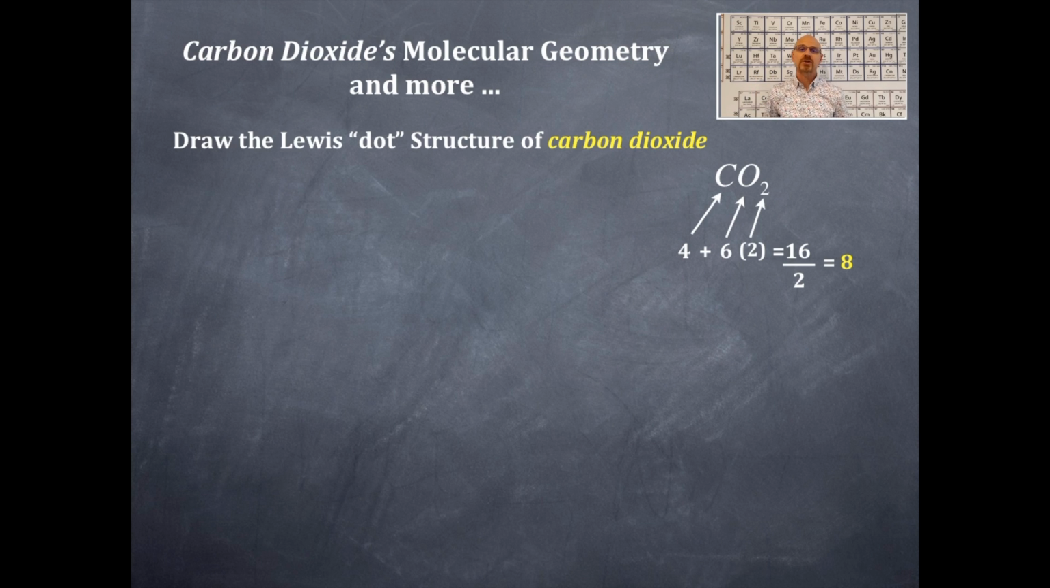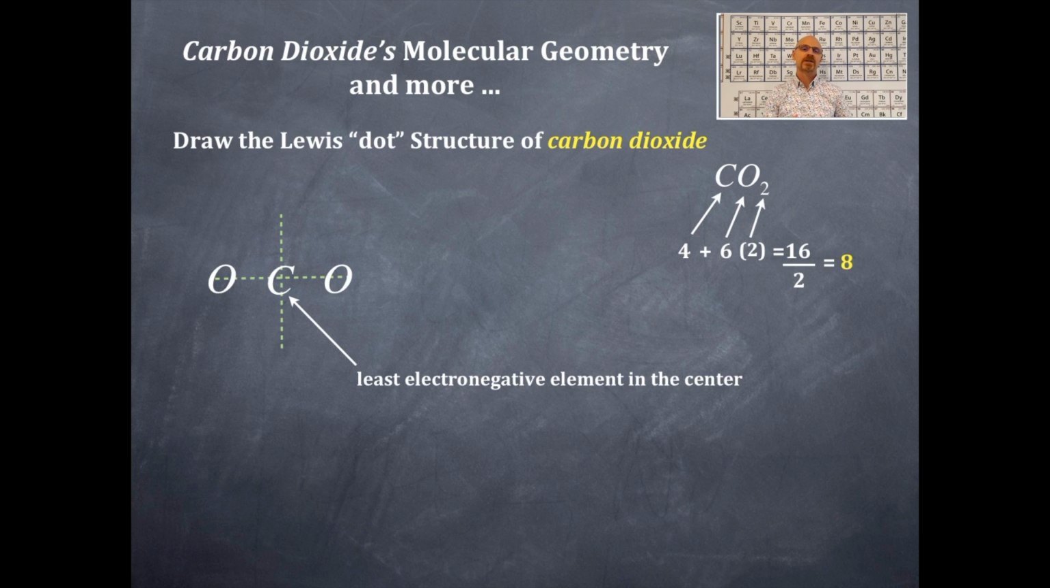The least electronegative element goes in the middle. Now, which one would that be? Of course, that would be carbon, because oxygen is the second most electronegative element. So the carbon goes in the middle. Now I'm going to place the oxygens around it in the X marks the spot pattern.